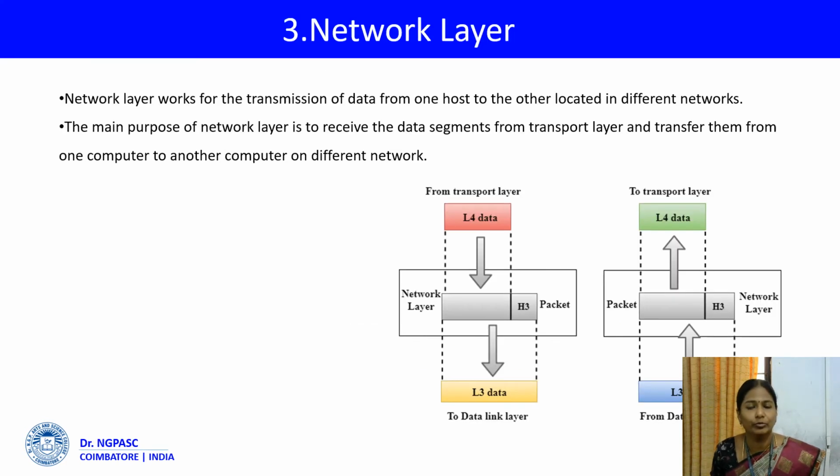Next, we move to the network layer. The network layer is the third layer of the OSI model. If we want to transmit the data from one network to a different network, only in that case do we need the network layer. The network layer accepts the data from the transport layer and passes it to the layer below, called the data link layer.